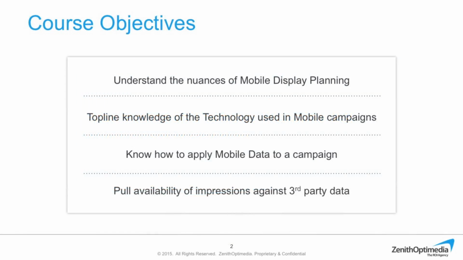Our course objectives today will be to understand the nuances of mobile display planning, also look at the top-line knowledge of technology used within mobile campaigns, then to know how to apply the mobile data to a campaign and pull availability of impressions against third-party data.